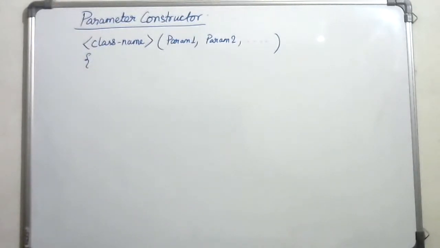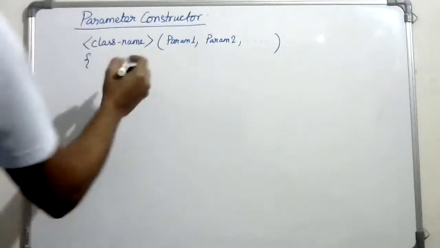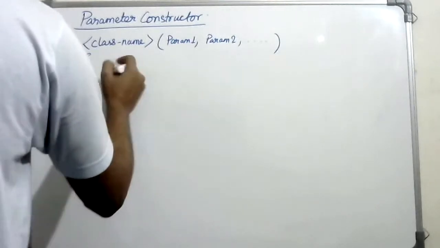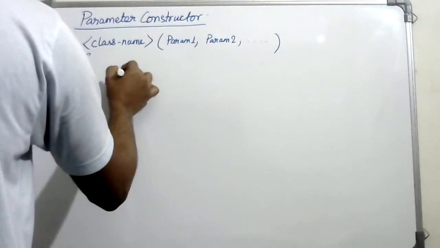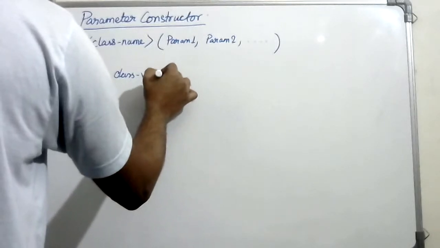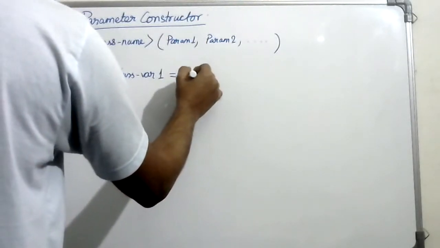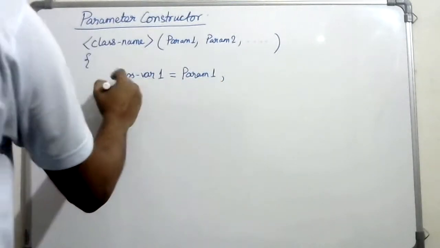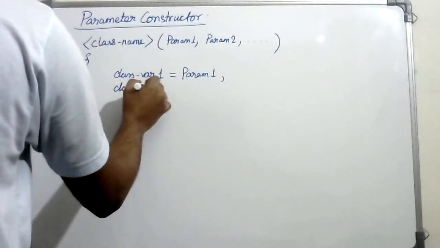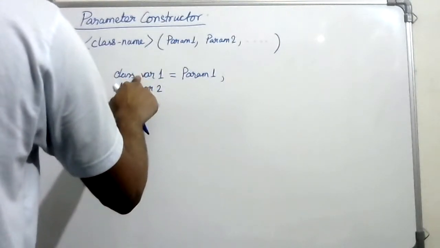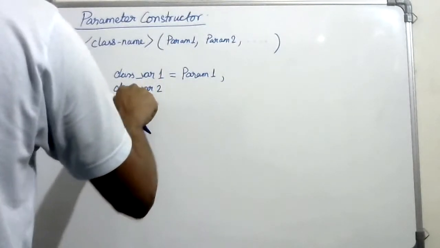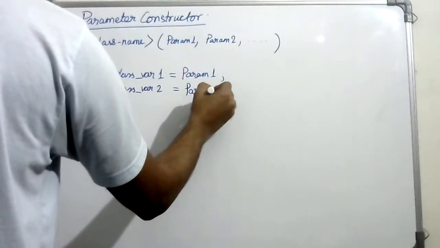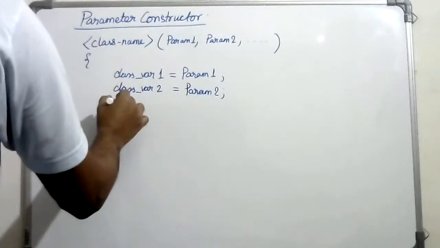Inside, it will initialize the class variables. Let's call it class variable, class var for short. So class variable 1 is initialized to parameter 1. That's the general way of doing it. Class variable 2 is initialized to parameter 2, and so on.